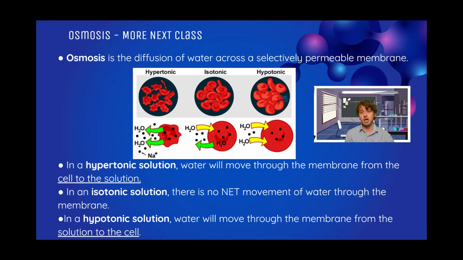Then in a hypotonic solution, we're putting the cell into a solution that is less concentrated than what's in the cell. That means that the concentration of water in this solution is higher than the concentration of water in the cell. So water is going to move into the cell, which causes it to get bigger. Okay? I do want you to think about how this relates to our egg, because I am going to talk about that in just a little bit. All right.